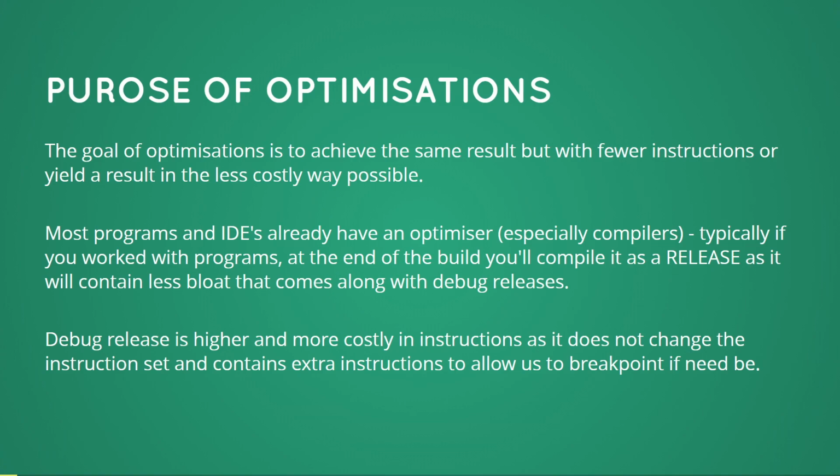Most programs and IDEs already have an optimizer, especially compilers. Typically, if you worked with programs, at the end of the build, you will compile it as a release, as it will contain less bloat that comes along with debug releases. Debug release is higher and more costly in instructions as it does not change the instruction set and contains extra information to allow us to breakpoint if need be.